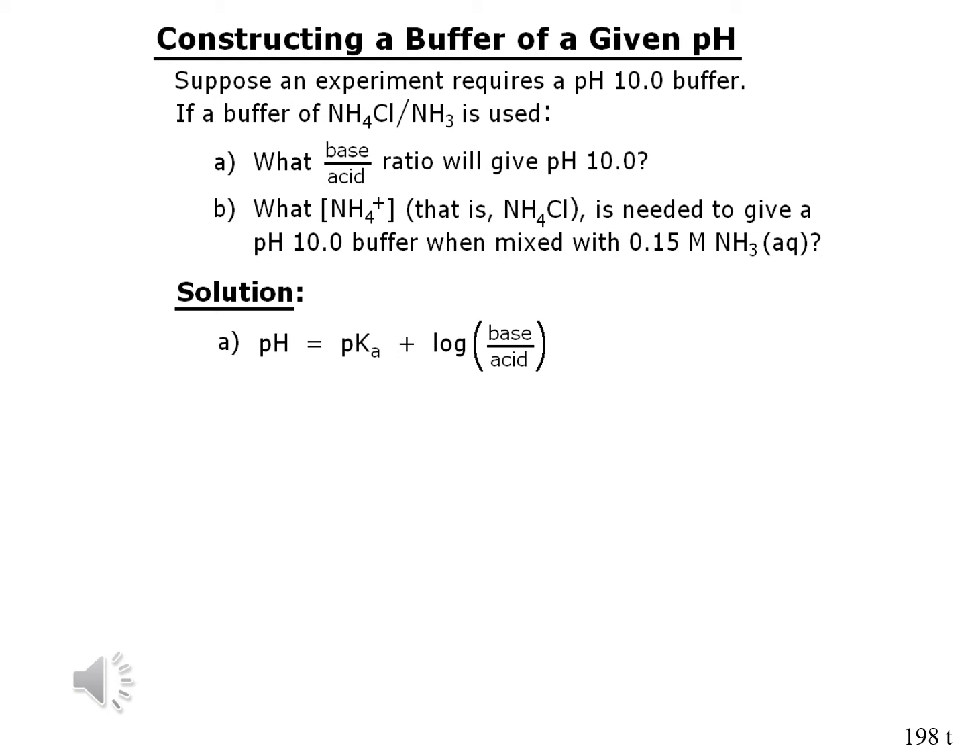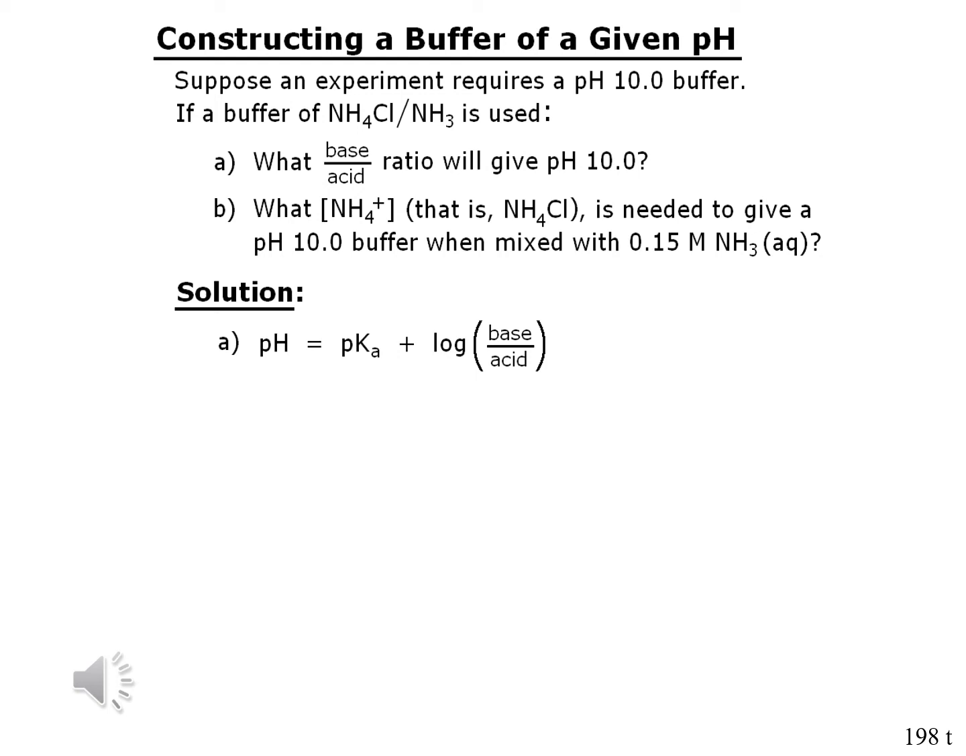But I decided that I'm going to use an ammonia buffer because I want to do problems where everybody gets the same answer. I want to ask the question, first of all, what base to acid ratio will we need to get pH 10? That's what a chemist really wants to know. If you can get the base to acid ratio in a buffer that gives you a certain pH, that means you can use a lot of each one or very little of each one, and as long as they're at the correct ratio, the pH you get will be 10.